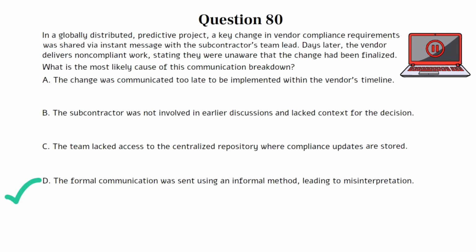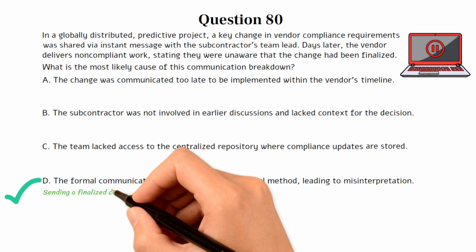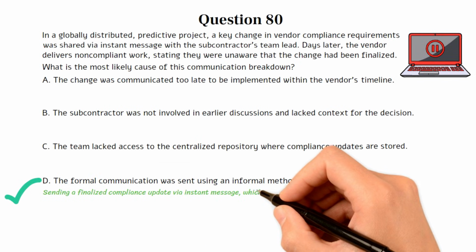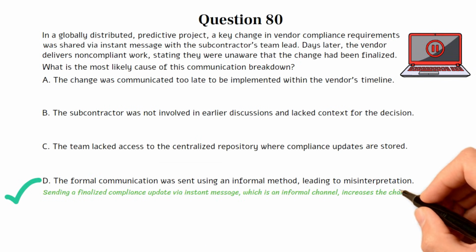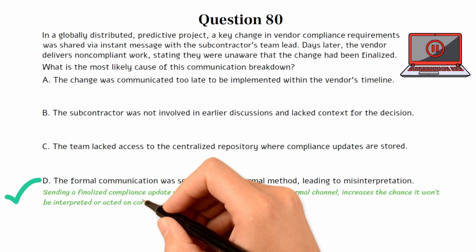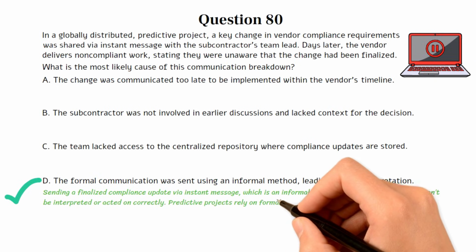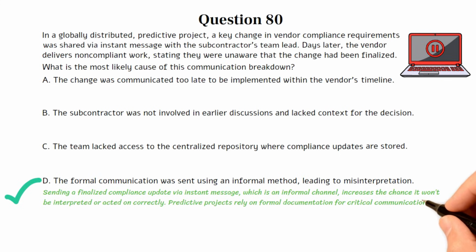This question tests your ability to recognize communication barriers in predictive environments, where formal methods are critical. PMI expects project managers to use structured, traceable channels, especially when communicating changes related to compliance, scope, or contracts. Choice D is the best option because sending a finalized compliance update via instant message, which is an informal channel, increases the chance it won't be interpreted or acted on correctly. Predictive projects rely on formal documentation for critical communication.